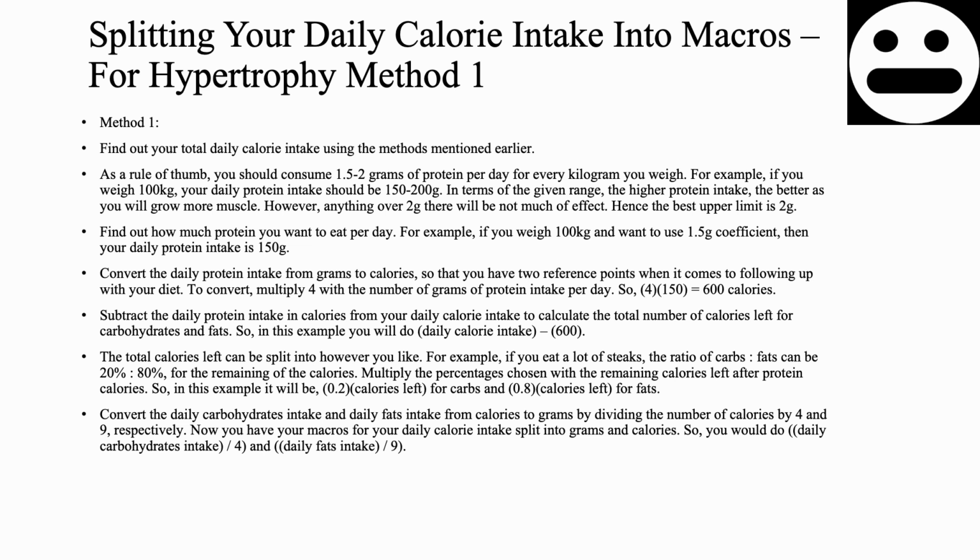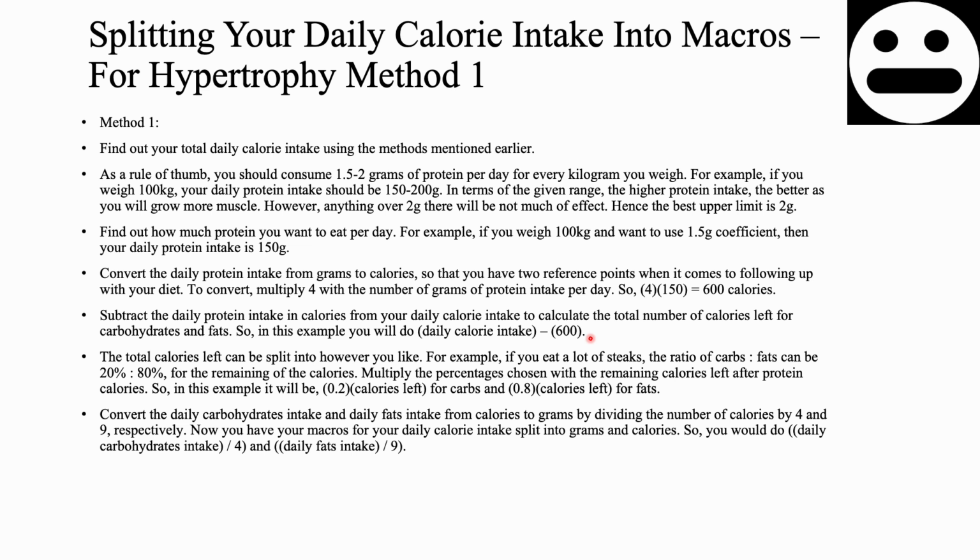Convert it into calories. So, we know that 1 gram of protein is 4 calories. Hence, 4 times 150, we get 600 calories. So, the 150 grams of protein is going to cost us 600 calories. Done. Then you'll get your total daily calorie intake and you subtract 600 calories, as you can see here. So we will have the rest of the calories, which is for fats and carbs.